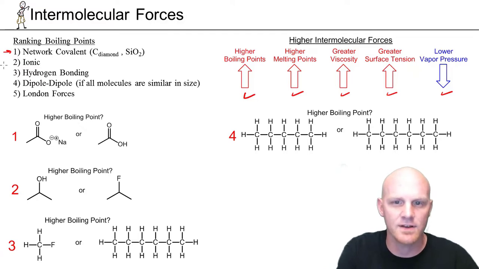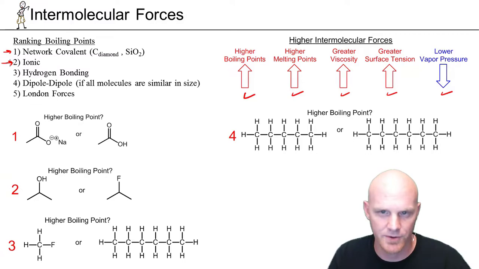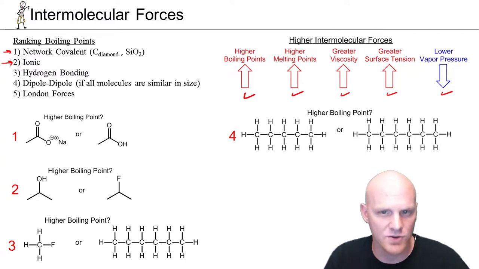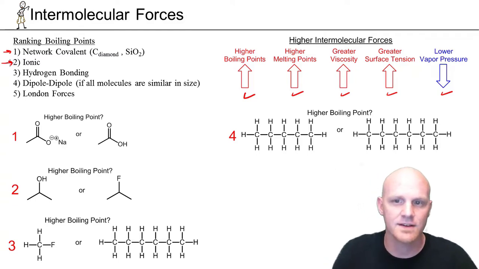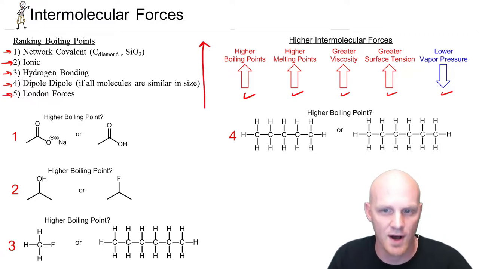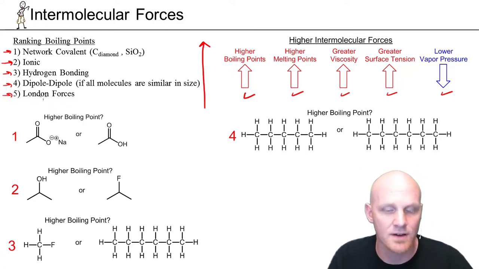But second on the list is ionics. This will show up every once in a blue moon, not the most common one, but you might actually see it in your organic chemistry course, much more likely than a network covalent solid. And then after that, the next thing you want to look for is hydrogen bonding, then dipole-dipole forces, and then London dispersion forces. If you notice, the strength of the intermolecular force, or the interparticle force, is increasing as you go up.